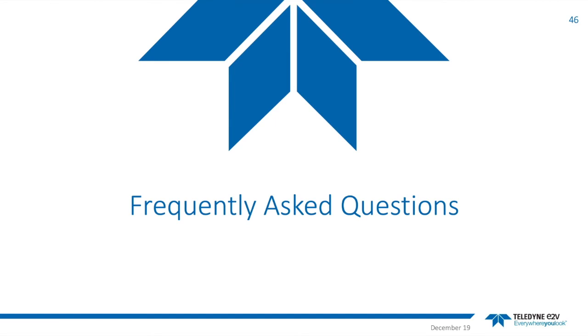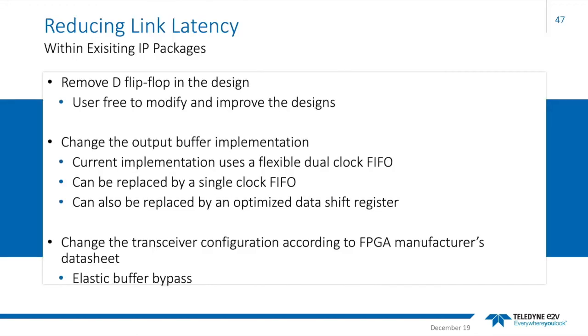To close, I'd just like to run through a couple of the frequently asked questions that we get on the topic of ESIstream. As we saw earlier, when discussing beamforming, link latency is important, and as a result we often receive inquiries specifically on what we can do to reduce it. In the case of the existing IP packages, there are a number of steps you can take. Very simply, there are immediate benefits removing D-type flip-flops within the design. Users are completely free to modify and improve the designs we've supplied. Another option is to change the output buffer implementation.